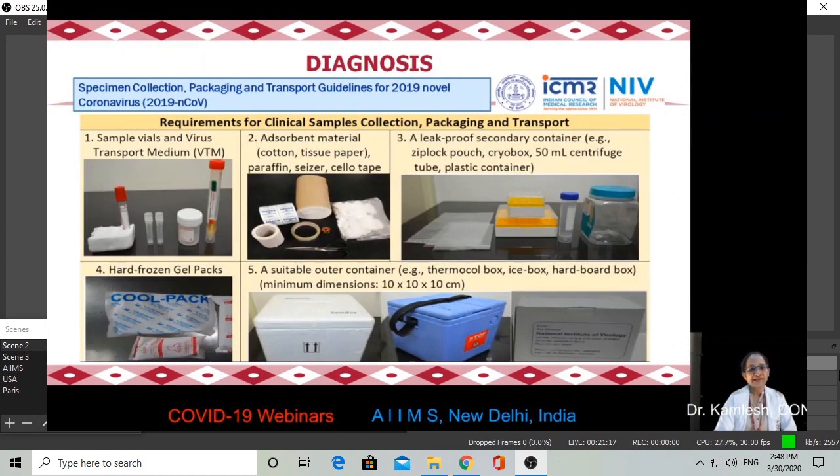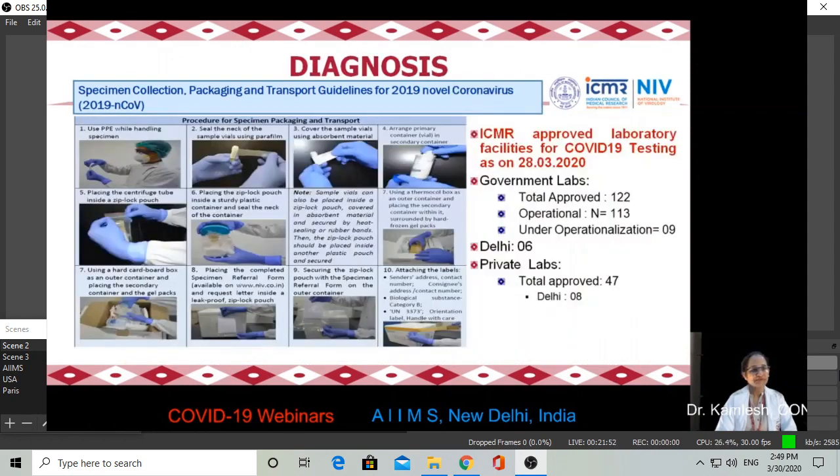Now these are the guidelines laid down for specimen collection, packaging and transport for 2019 novel coronavirus. The requirements for clinical sample collection, packaging and transport would be sample vials and virus transport medium, adsorbent material such as cotton, tissue paper, paraffin, scissors, sellotape, etc., leak-proof secondary containers, hard frozen gel packs for transportation, and a suitable outer container. These things need to be prepared before starting with the specimen collection.